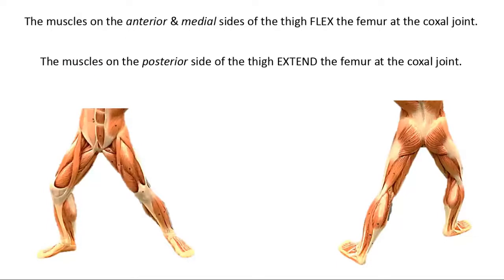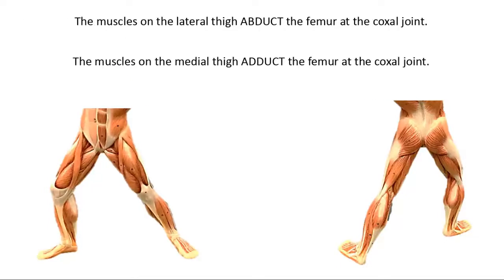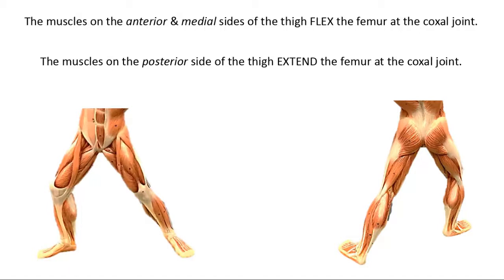When we're working on learning movements of the leg, the way we're asking you to memorize them, you could go through each of the individual muscles and memorize a list of their movements. What we would prefer that you do is memorize these general rules. So you see these in your lab packet. It says that the muscles on the anterior and the medial aspects, or the sides, of the thigh are going to flex the femur at the coxal joint.